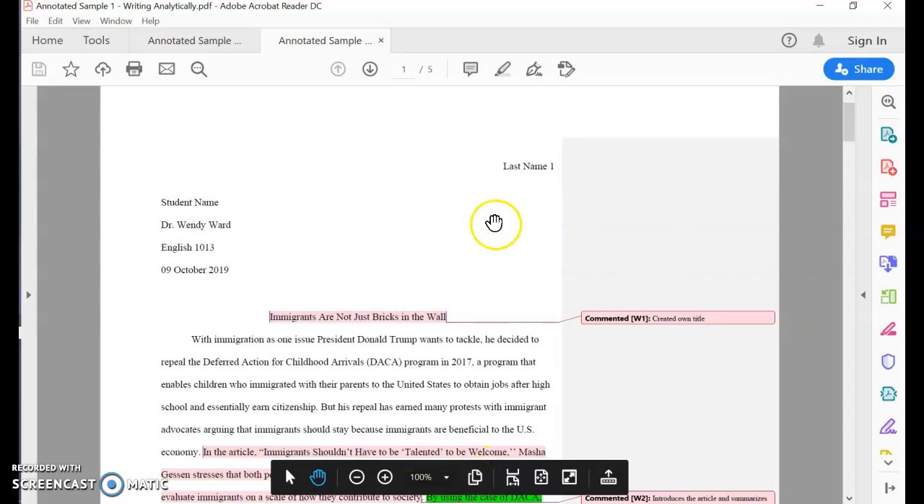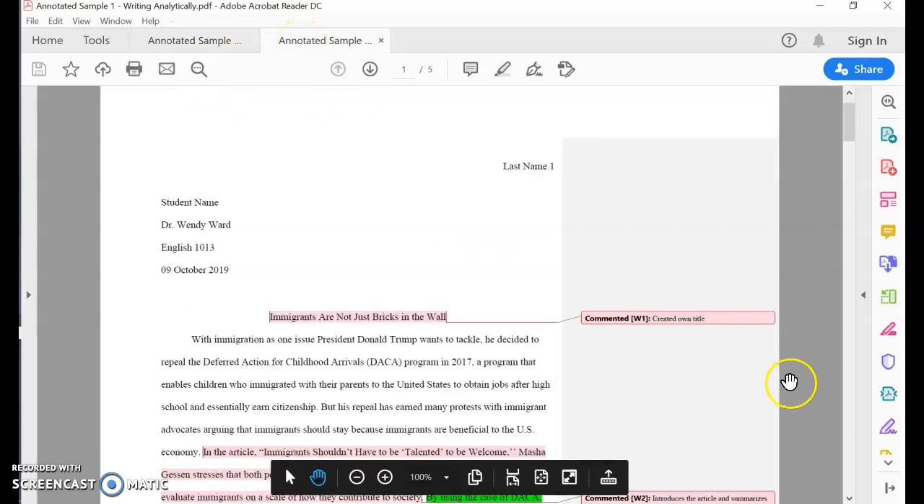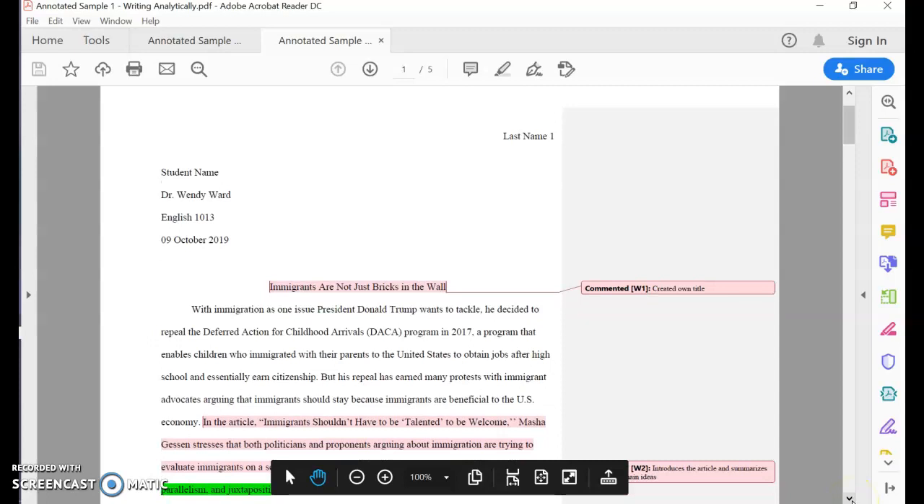This first one, and both of them are on articles that you aren't working with, so don't worry so much about the content and understanding that, but think more about the structure, all the components that you need to have in your draft as you work to revise it by Sunday.